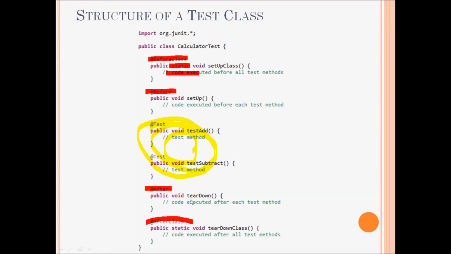Code in this method is executed after each test method. So we can put code that needs to be executed repeatedly after each test method in this method, the method annotated with the @After annotation. So that's a typical structure of a test class in JUnit.